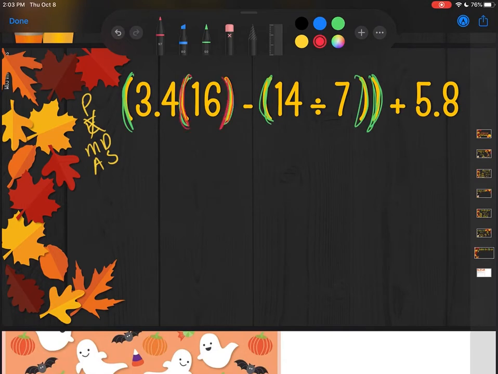Well, the parentheses around 16, which is 16 in there, right? So that parentheses is really just being used to show multiplication. It's showing 16 times 3.4 because 3.4 is touching it. So the parentheses I'm going to do first are going to be the ones that I actually have to solve. So that's going to be my 14 divided by 7. So now 14 divided by 7 is 2. So now I end up with 3.4 times 16 minus 2. So I'm going to do my 3.4 times 16.